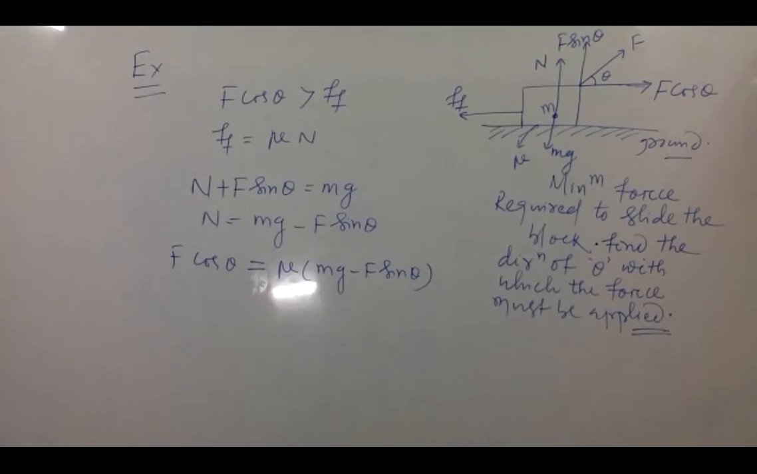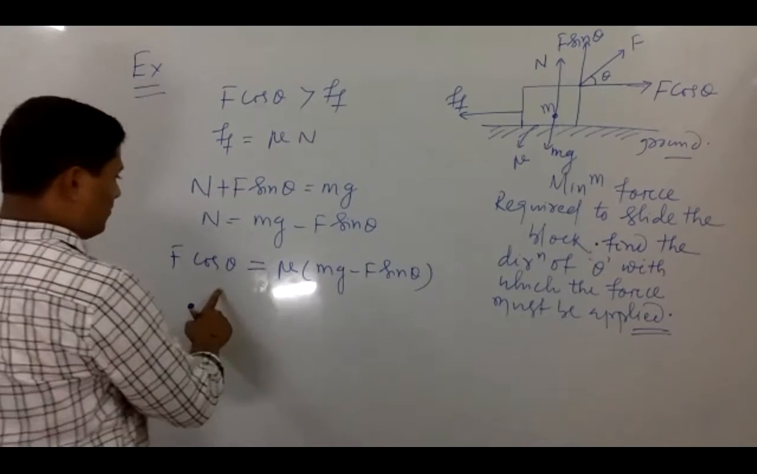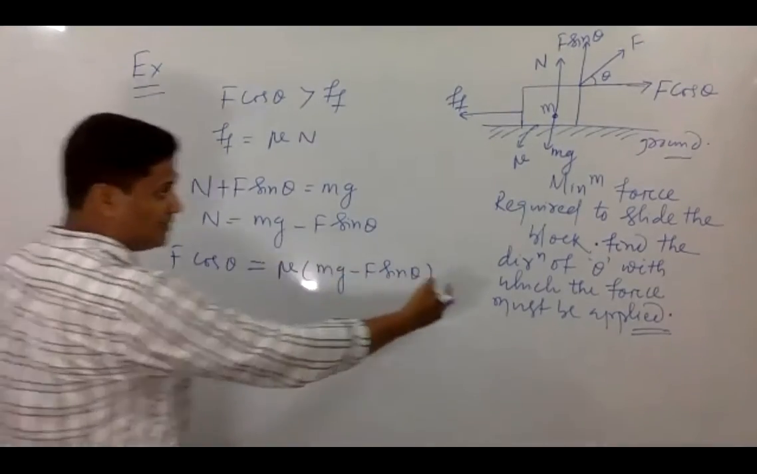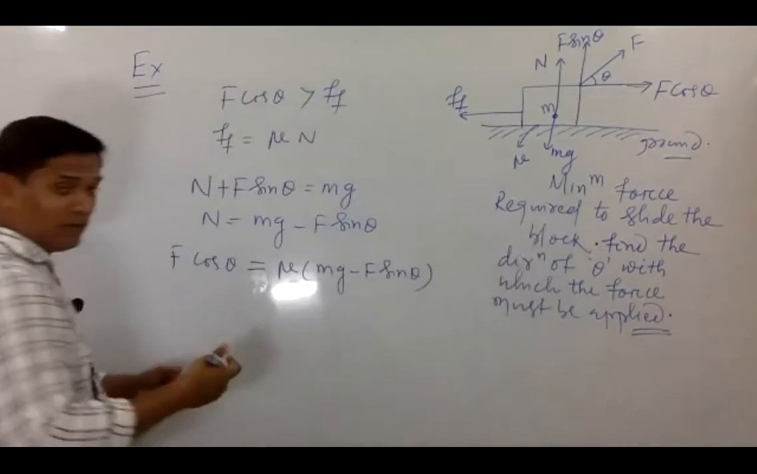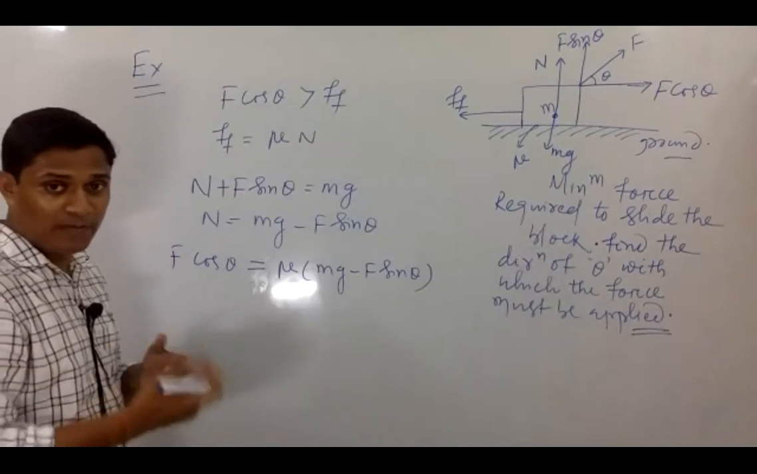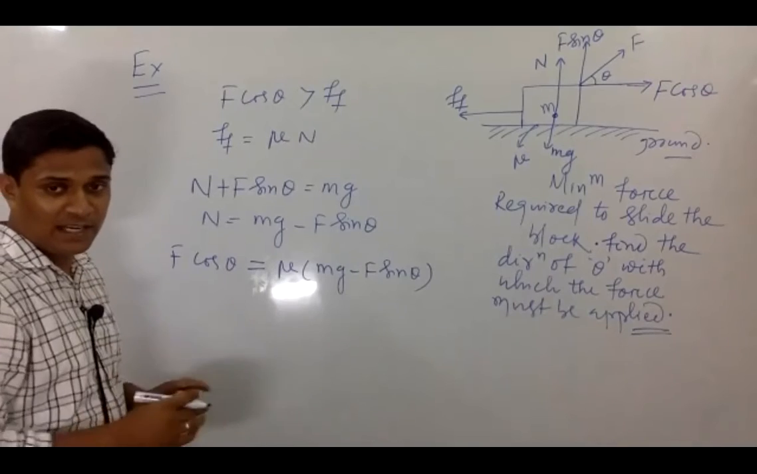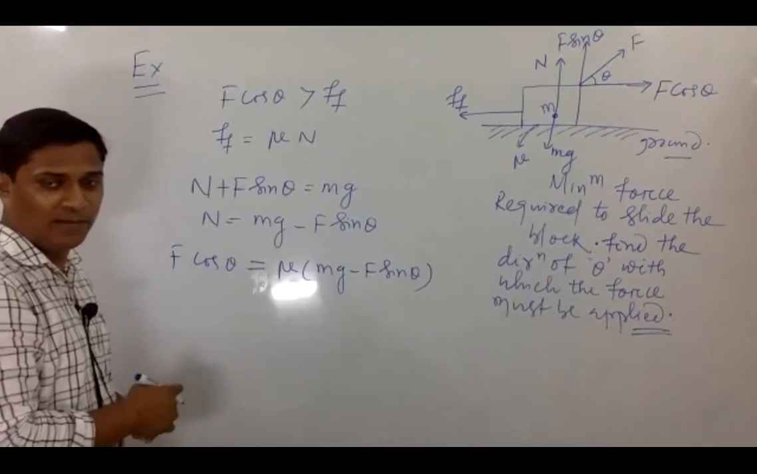So F cos theta should be equal to the force of friction for the body to slide, and that is equal to mu times mg minus F sin theta, correct? And I will be finding F only, right? Because we want to find the minimum force required. To get the minima, what do you do? I had taught you in maths, we differentiate with respect to theta. We find the first derivative and equate it with 0 to find the minimum value, right?